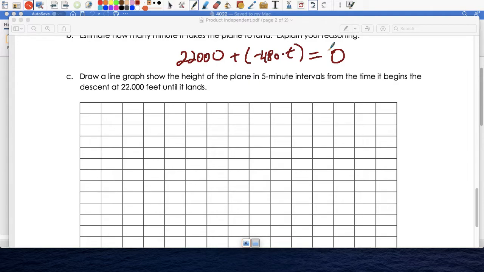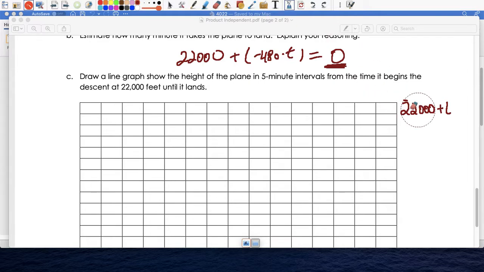And on the ground, 0 feet. So at this particular moment, we set it equal to 0 because that's when we know the airplane has landed, when the total is equal to 0. So how much time did it take for that to happen? Now let me write this over here as an equation. 22,000 plus negative, and I'm going to try to squeeze this in.